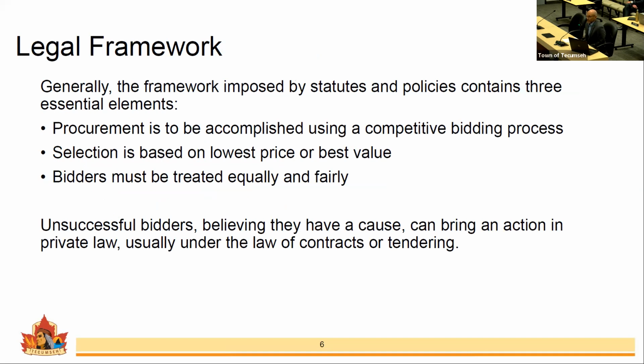So these elements have been established through case law dating back to 1981 and trade agreements, which first began in the 1980s, which led to most notably the North American Free Trade Agreement in 1994 and the Agreement on Internal Trade in 1995, which was the predecessor to the CFTA in 2017. So unsuccessful bidders can bring an action in private law. If they are successful in proving their claim, courts will often award the supplier a monetary award equivalent to the profit it would have made on the contract. Non-monetary damages can be significant as well, including public criticism, negative media attention, and providing access to information.